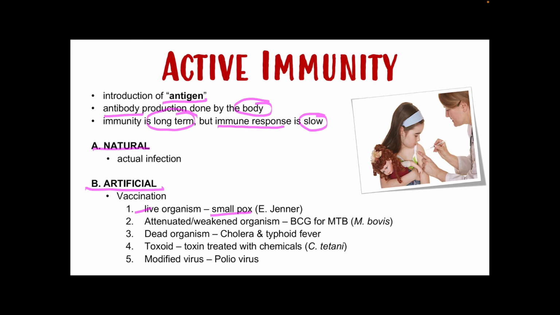We also have attenuated or weakened organisms in Bacillus Calmette-Guérin, in Mycobacterium tuberculosis, and also Mycobacterium bovis, and also inoculation of dead organisms like in cholera and typhoid fever. Next one, we have the toxoid, like in Clostridium tetani, and the modified virus like the poliovirus. So these are all examples of artificial active immunity.